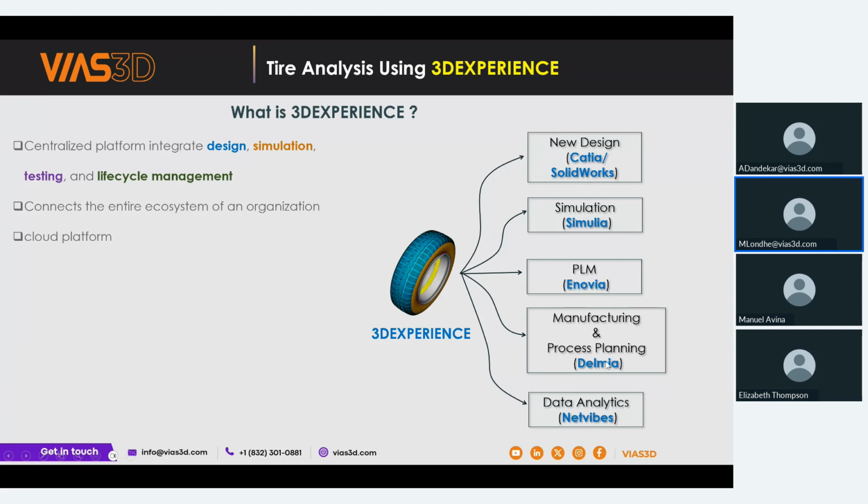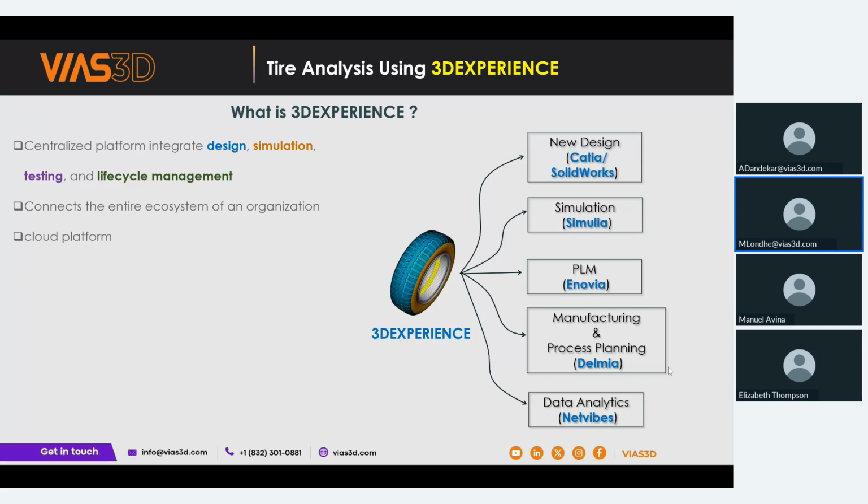Similarly, you can use the Delmia software for manufacturing and process planning. On this cloud platform, you can validate your mold geometry, simulate the extrusion or curing, and even optimize the product layout before anything goes to the shop floor. Finally, once your tire is ready, you can also use it for data analytics, such as test results, simulation output, and field data. You can visualize, compare, and feed them into machine learning algorithms for predictive modeling and optimizations.